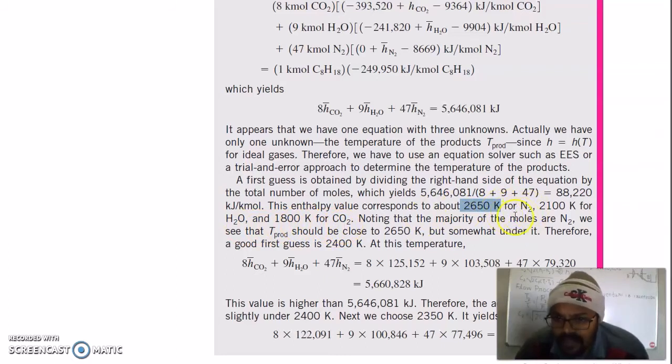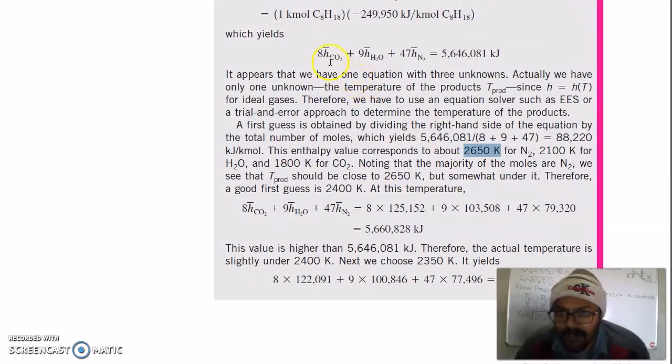To simplify the equation, we will treat the whole mixture as nitrogen only. So we will take 2650 Kelvin as the approximate value for the product temperature. Corresponding to this 2650 temperature, this is the enthalpy of CO2 at 2650 Kelvin, for water it is this one, and for nitrogen it is this one. And we know that this value is more compared to this value.